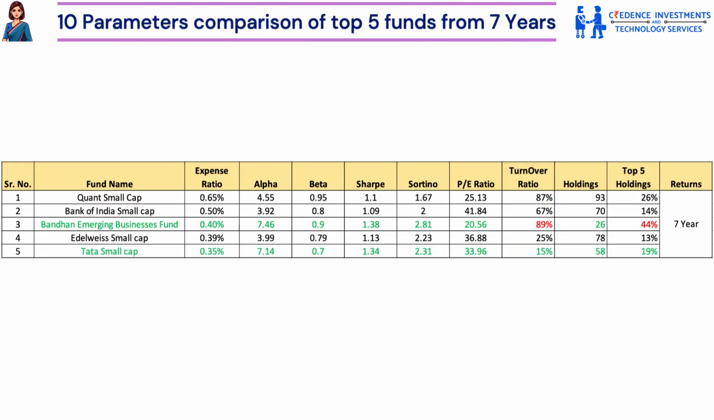Now let's review the 10 quantitative parameters for top 5 of these 20 funds from last 7 years. For aggressive investors seeking high alpha, Bandhan Emerging Businesses Fund and Tata Small Cap Fund provide superior excess returns with controlled risk. For low cost, stable growth, Tata Small Cap Fund and Edelweiss Small Cap Fund offer low expense ratios and lower volatility. For active investors favoring high turnover strategies, Quant Small Cap Fund and Bandhan Emerging Businesses Fund frequently rebalance, which can be beneficial in volatile markets.